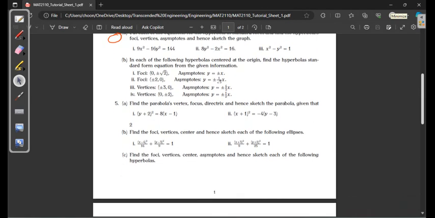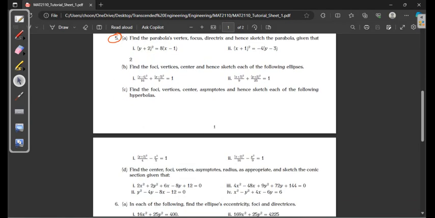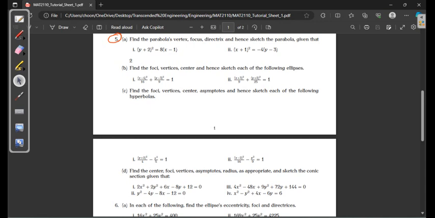Okay, there we have it. Question 5, there it is in the red circle there. Question 5 says, find the parabola's vertex, focus, and directrix, and hence sketch the parabola given that. So we only have two questions, so I believe we have to take both of them.